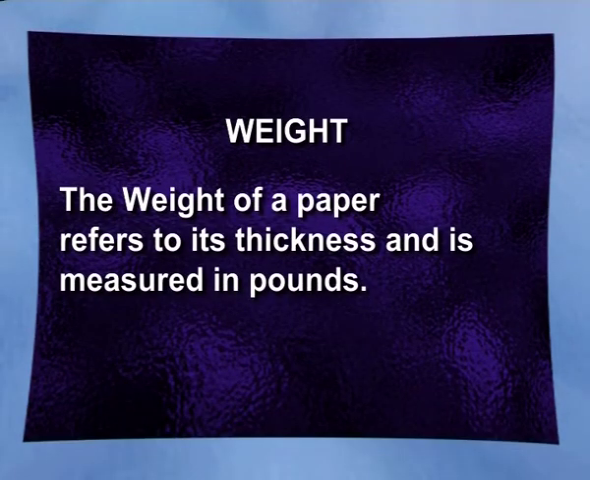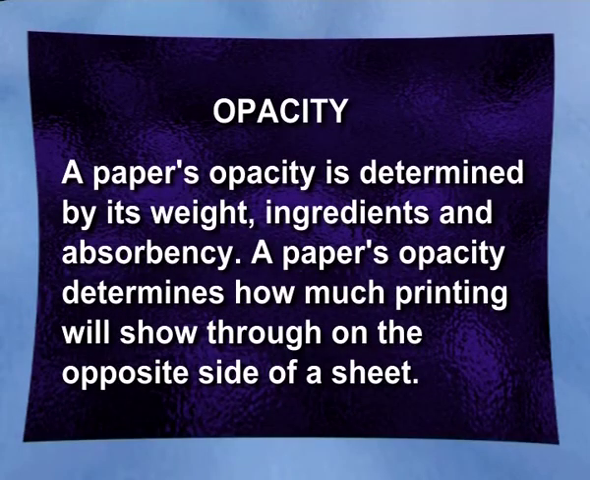Some important elements which differ one sheet of paper from another are weight. The weight of a paper refers to its thickness and is measured in pounds. Opacity. A paper's opacity is determined by its weight, ingredients, and absorbency. A paper's opacity determines how much printing will show through on the opposite side of a sheet.